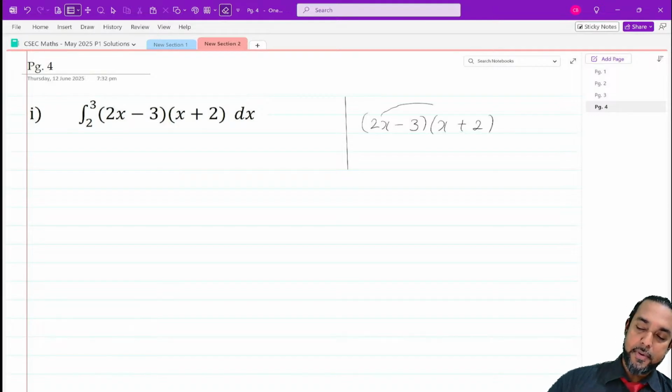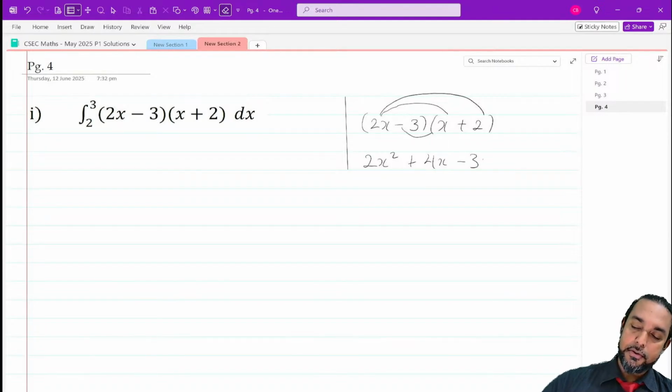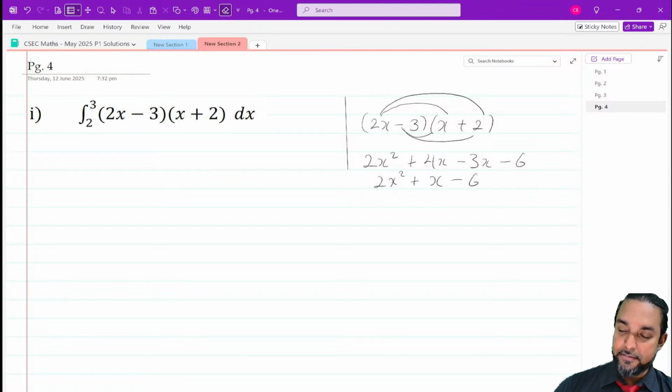All right, so 2x by x is 2x squared. 2x by 2 is 4x. Minus 3 by x, minus 3x, minus 3 by 2 is minus 6. And of course, we could simplify the x terms. 4x minus 3x is just x, and then we have minus 6 as the constant.